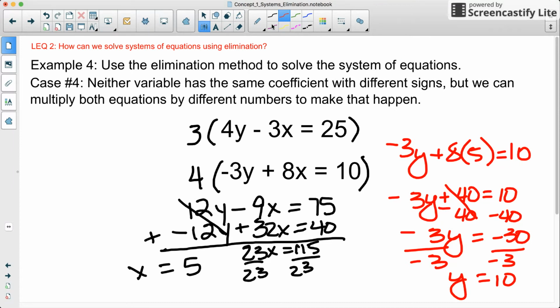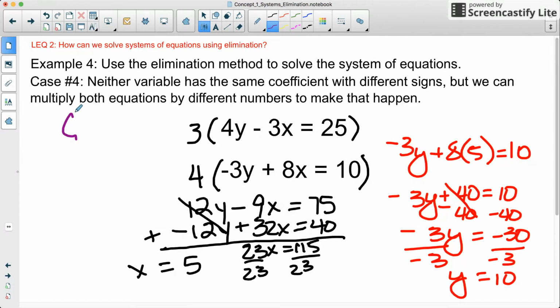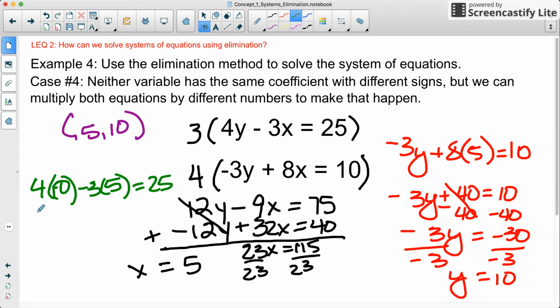My solution to this is, my x value is 5. Sorry. And my y value is 10. 5, 10 is my ordered pair. What's the last thing I got to do? Check to see if it works. So substituting, I have 4 times 10, because 10 is y, minus 3 times 5 equals 25. 4 times 10 is 40. 3 times 5 is 15. 40 minus 15 is 25 equals 25. It does check. We did it correctly.